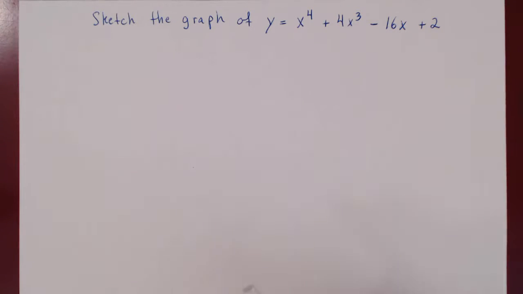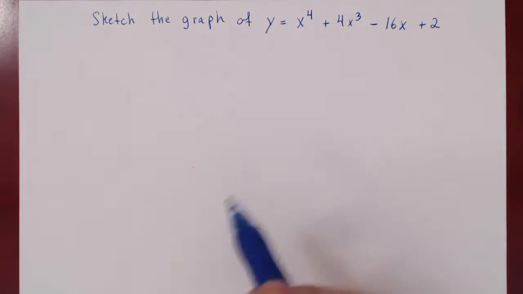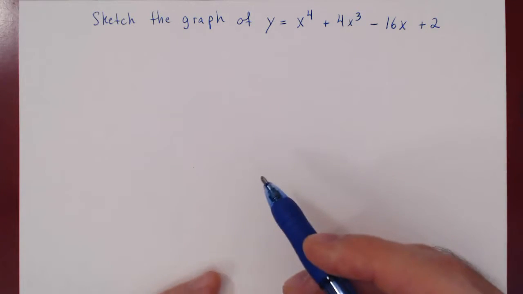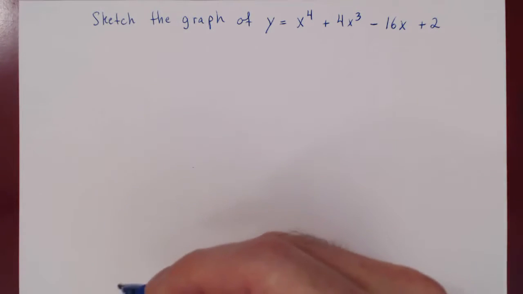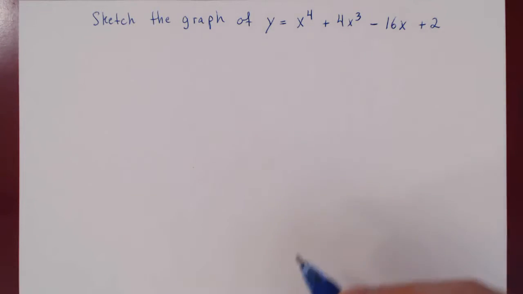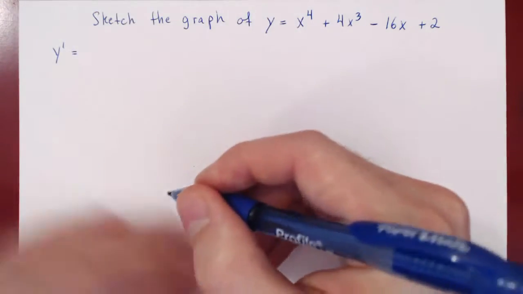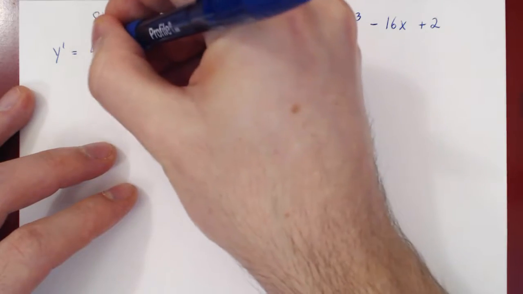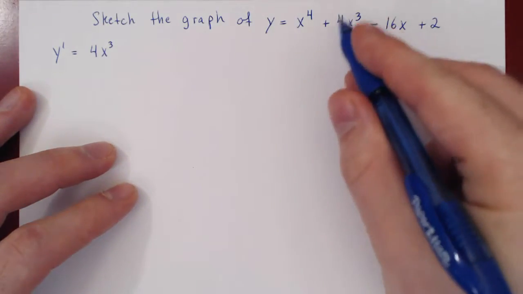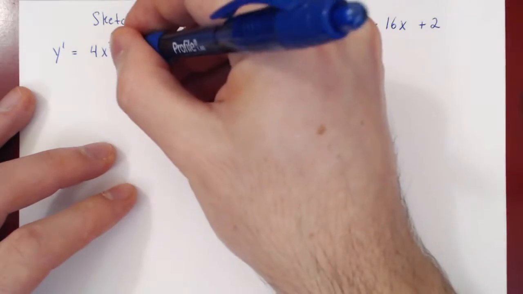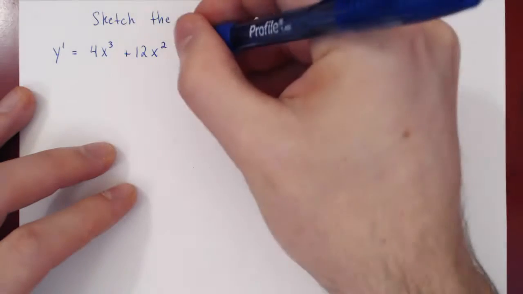Okay, so in this video, we are going to sketch a graph of this degree 4 polynomial. So as always, find your first and second derivative. That will help you find the critical and inflection points of the graph. So y prime, the first derivative, will give us 4x cubed plus 12x squared minus 16.